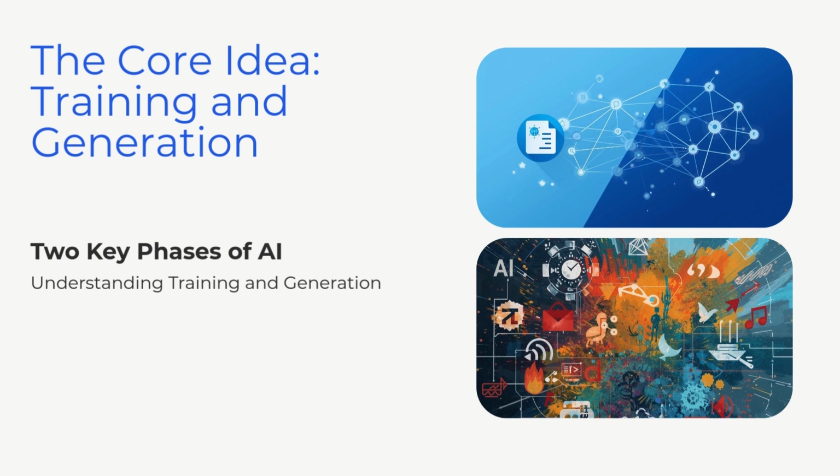Most generative AI systems have two phases: training and generation. Training is where patterns are learned from massive data. Generation is where the model produces new content using those patterns. If you understand those two phases, most of the mystery disappears.